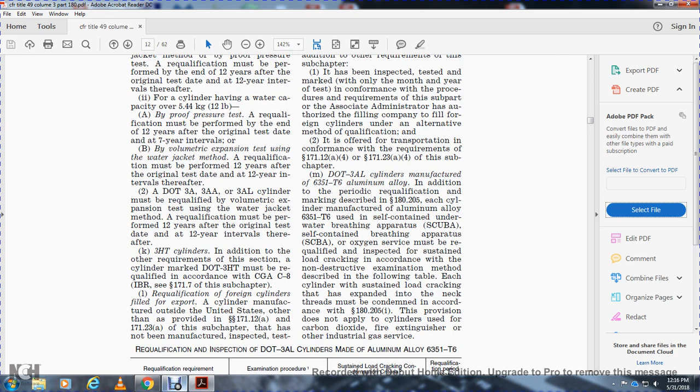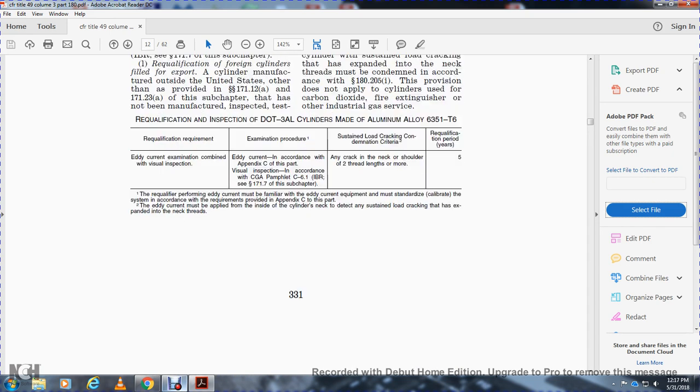the periodic requalification marked in 180.205, each cylinder manufactured of aluminum alloy 6351-T6 to be used as a self-contained underwater breathing apparatus or SCUBA, or a self-contained breathing apparatus, must be qualified and inspected for sustained load cracking in accordance with the non-destructive examination method described in the following table. Each cylinder with sustained load cracking in the neck with the threads must be condemned in accordance with 180.205. This provision does not apply to cylinders used for carbon dioxide fire extinguishers or other industrial gas services.